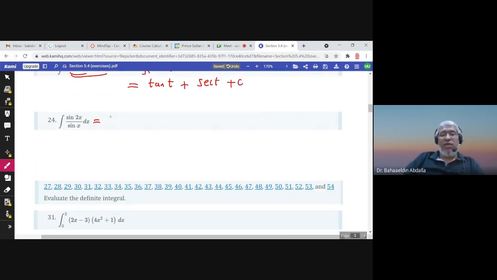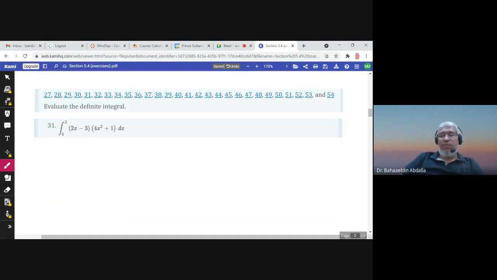Here I have a formula. Sine 2x equals 2 sine x cosine x. This is a very important and known formula about sine 2x. It's 2 sine x cosine x over sine x dx. So sine x cancels with sine x, and then 2 comes out, and the integral of cosine is sine, because the derivative of sine is cosine. So that's the answer.